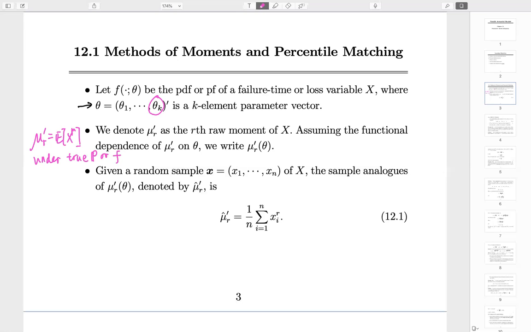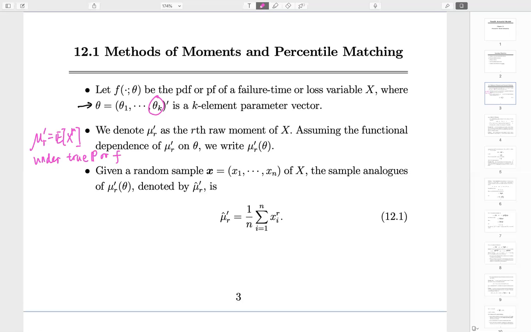But of course, since thetas are unknown, this generally will be a function of theta, right? For instance, if you consider a normal distribution, the first moment will be equal to mu. Mu is a parameter, right? The second moment will be related to both sigma and mu. So those are the two parameters in a standard normal distribution, right? Okay, so that's the theoretical side.